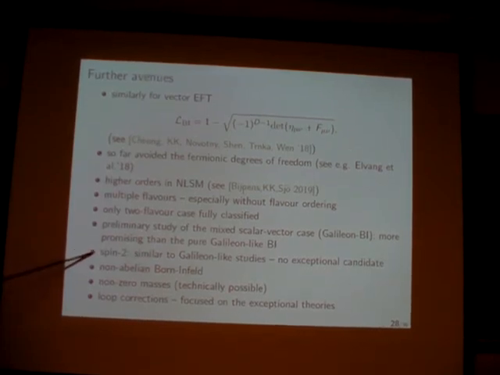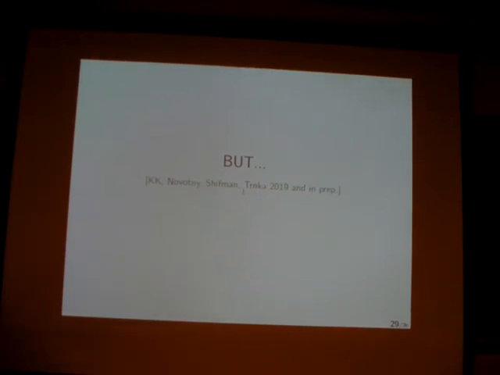Of course, if you are capable of going from spin 0 to spin 1, you should be capable of discussing something on spin 2. Again, nothing publishable or finished here. We are thinking about the non-abelian Born-Infeld field. And one thing I would love to understand better is that everything was massless, so how masses can be incorporated. Loop corrections are another interesting subject.